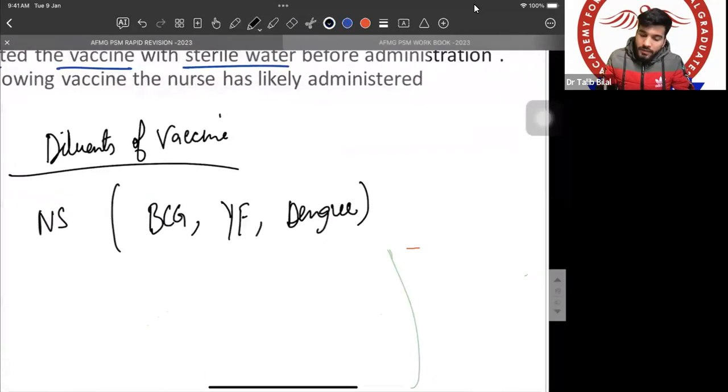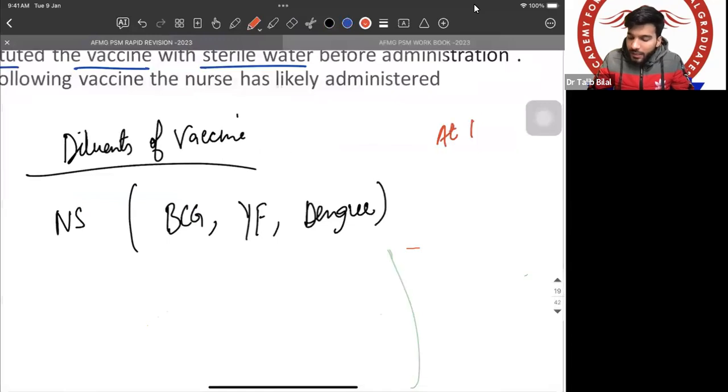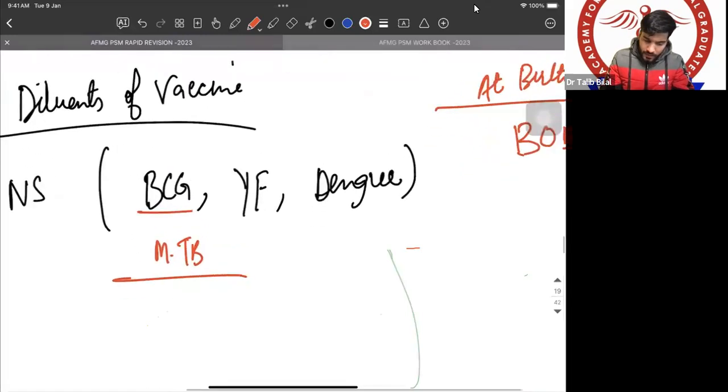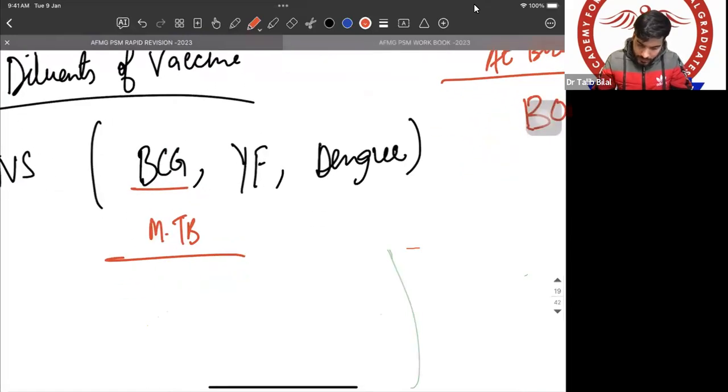At birth, what are the vaccines you give? Hepatitis B, OPV, and BCG. So BCG is given at birth. This was asked in June 2022: which of the following vaccines is given at the time of birth? Direct question, the BCG. Can you tell me the adverse effect of the BCG vaccine? Miliary TB. Can you tell me the dose? It's 0.1 ml.